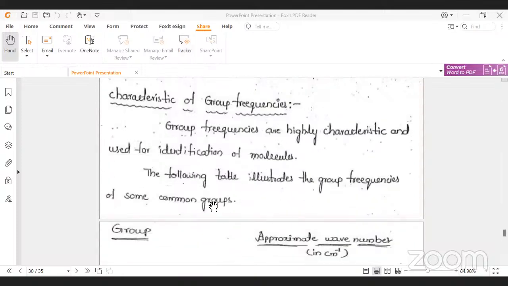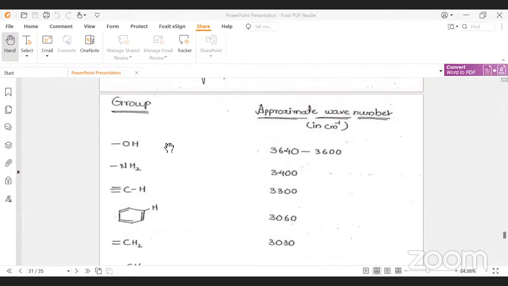Characteristic of the group frequency. For example, look here, this is a group. When the OH group is there, the OH group will occur at 3640 to 3600. If the peak occurs at 3600, the molecule should have the OH group or NH2 group. If the molecule has the NH2 group, the peak will appear at 3400 centimeters inverse.